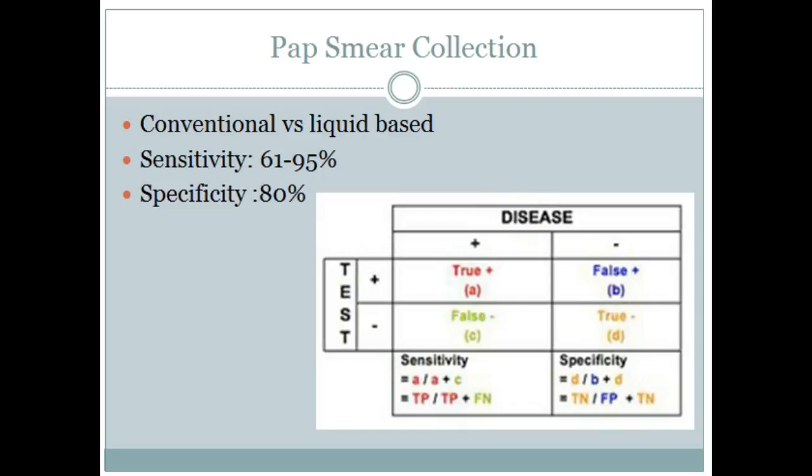So how good is the Pap smear? Thinking about sensitivity and specificity, sensitivity, just as a refresher, that's our true positive. So if she does have dysplasia, we're able to find it. The sensitivity for that is a pretty wide range, 61 to 95%. So those would be our true positives. So we're not missing it if she's got it. So true positives, are we able to find it?